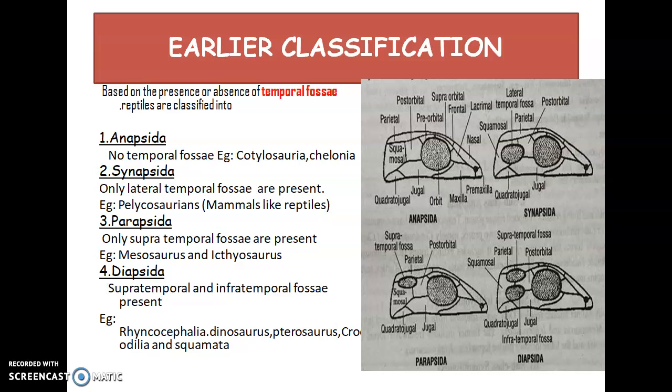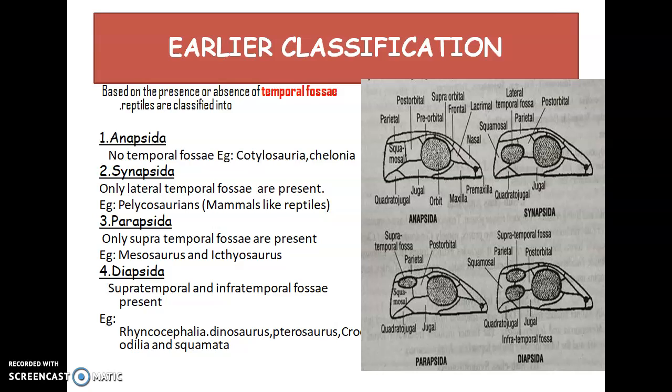Based on the presence as well as absence of temporal fossae, reptiles are generally classified into 4 subclasses in the earlier classification. Temporal fossae are areas generally found in the skull of reptiles. So whether it is present or absent, or the position of the temporal fossae, based upon that, all the reptiles that ever roamed on our earth have been divided into 4 subclasses. The first one is called Anapsida.